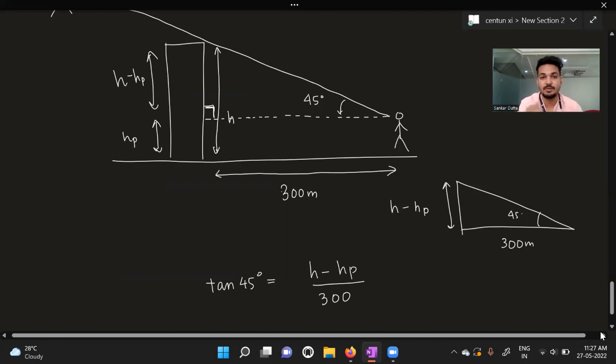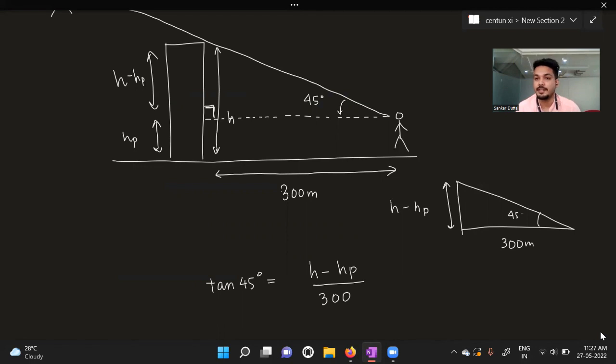I'll give you 2 seconds to absorb this particular thing that I just said. Tan of 45 degrees is what? Its opposite side divided by adjacent side. In this triangle, the opposite side is H minus HP, which is height of the building minus height of the person, right? So I put it here and 300 here. So this is the ratio we are talking about.